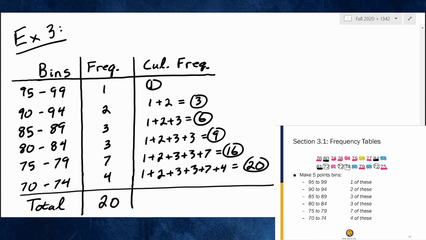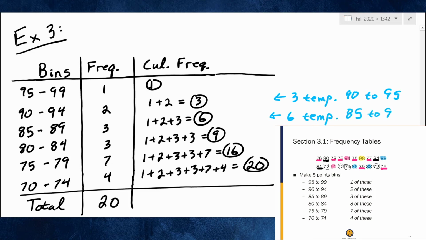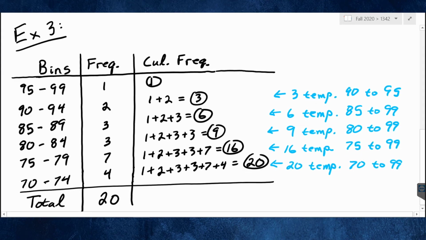So if we want to interpret some of the information we're getting from this table, for instance, the cumulative frequency of 3 basically tells us there are 3 temperatures that are 90 up to 99. And we can go down to the next one, and that would be 6 temperatures that range from 85 up to 99. We can just go down the table, recognizing that the cumulative frequency adds together all the frequencies from the bins above it as well.